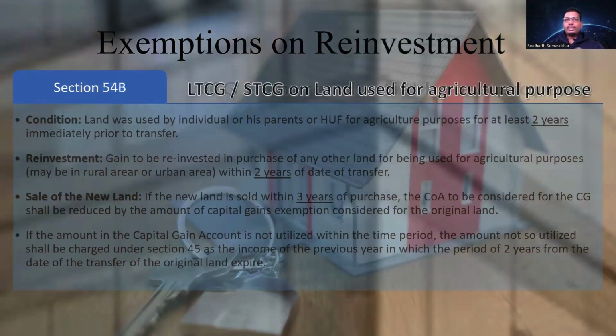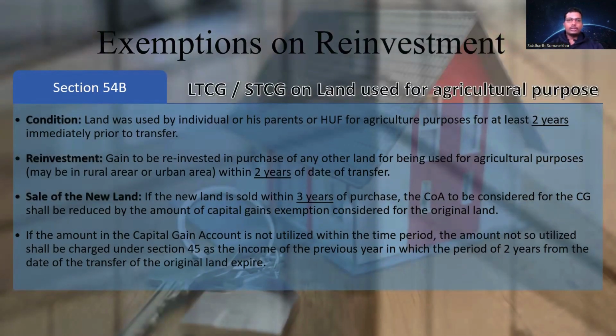Coming to section 54B. 54B talks about long-term capital gain or short-term capital gain on land that is used for agricultural purpose. Now, what is the condition? What are you selling? You're selling a land. Let's say you have a land in a city that you or your parents have used for agricultural purposes for at least 2 years immediately preceding the date of transfer. If that is the land that you're selling, then what needs to be reinvested?